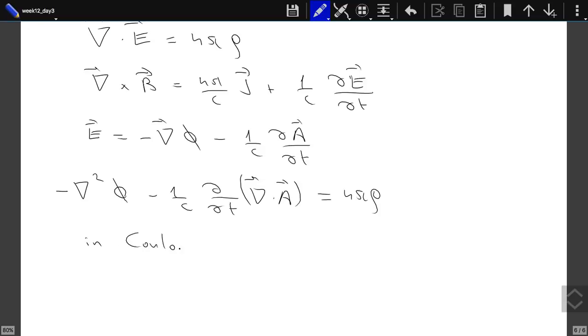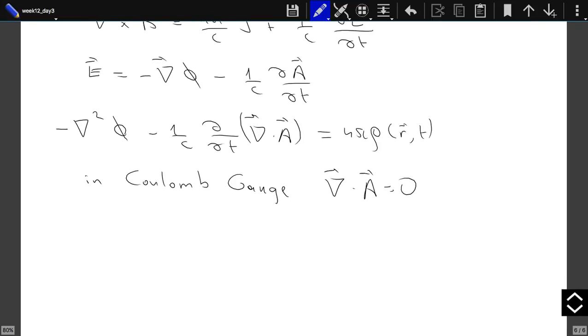So in Coulomb gauge, but this time rho can be a function of position and time also. In Coulomb gauge, which is divergence of A equal to 0, the Laplacian of phi is equal to minus 4 pi rho of r and t. And we already know how to solve it. It's just as if at an arbitrary time, fix the time, for the charge distribution at that time, solve for the Laplacian. So if the charge density changes, phi changes instantly.